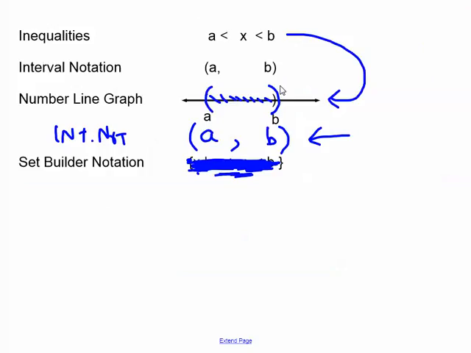So here is, in general, what we should do. Number 1, start with an inequality, go to a number line graph, and then from the number line graph, go to an interval notation. Ignore set builder notation unless somebody really tells you you have to, but for our intents and purposes, set builder notation is too mathy.